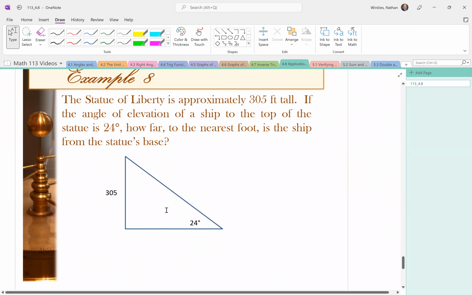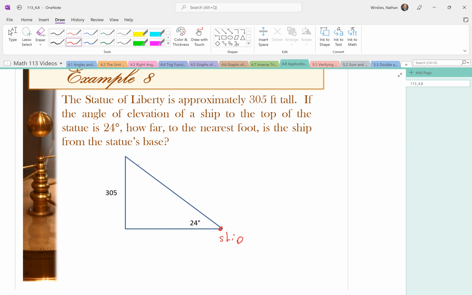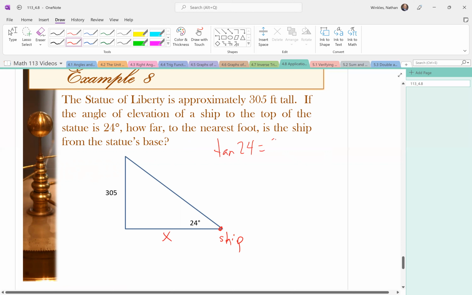So the Statue of Liberty is approximately 300 feet tall, 305 feet tall. If the angle of elevation of a ship to the top of the statue is 24 degrees, how far to the nearest foot is the ship from the statue's base? So in other words, what we're looking for is x here. So we always want to make sure we know exactly what we're looking for. So tangent of 24 is equal to 305 over x. So x equals 305 divided by tangent of 24.